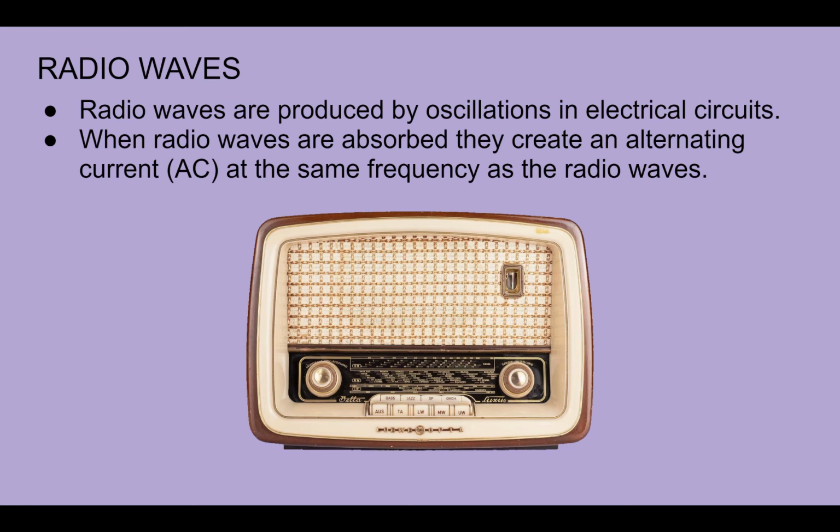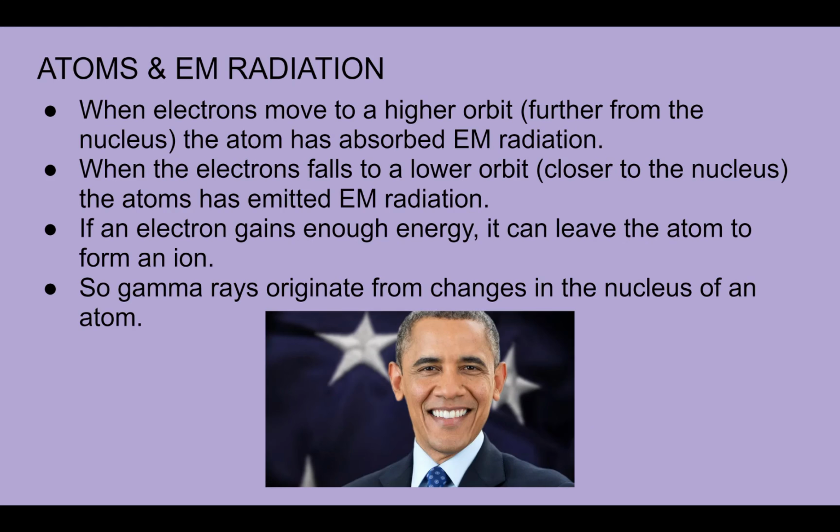Radio waves are produced by oscillations in electrical circuits. When radio waves are absorbed, they create an alternating current at the same frequency as the radio waves. When electrons move to a higher orbit further from the nucleus, the atom has absorbed EM radiation. When the electrons fall to a lower orbit closer to the nucleus, the atoms have emitted EM radiation. If an electron gains enough energy, it can leave the atom to form an ion. Gamma rays originate from changes in the nucleus of an atom.